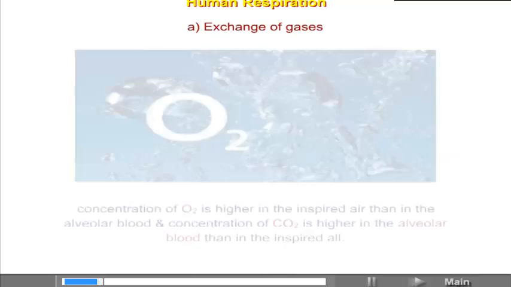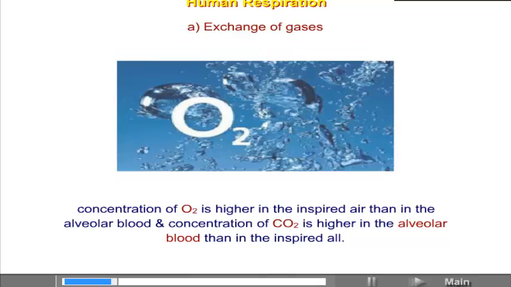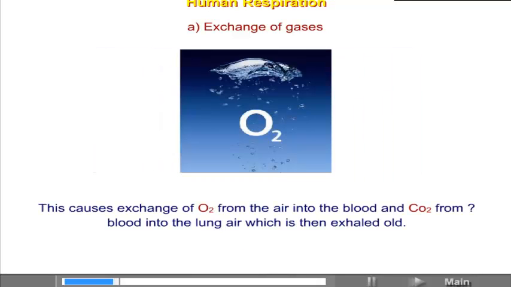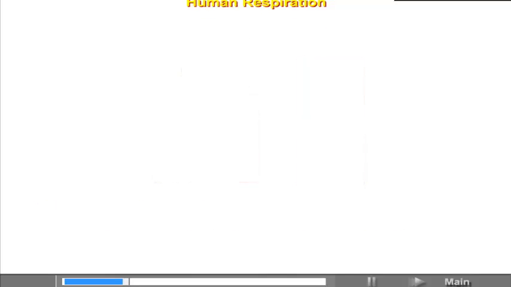Exchange of gases. Concentration of oxygen is higher in the inspired air than in the alveolar blood, and concentration of carbon dioxide is higher in the alveolar blood than in the inspired air. This causes exchange of oxygen from the air into the blood and carbon dioxide from alveolar blood into the lung air, which is then exhaled out.